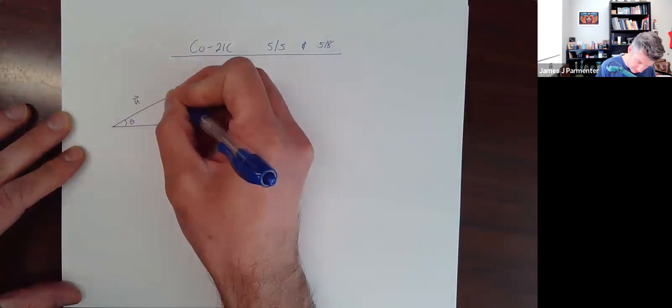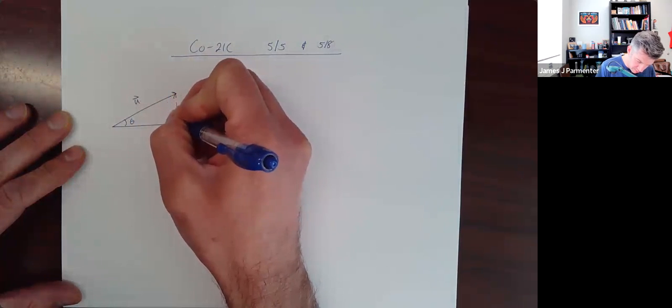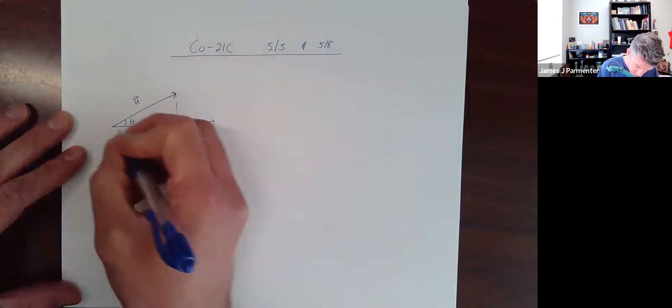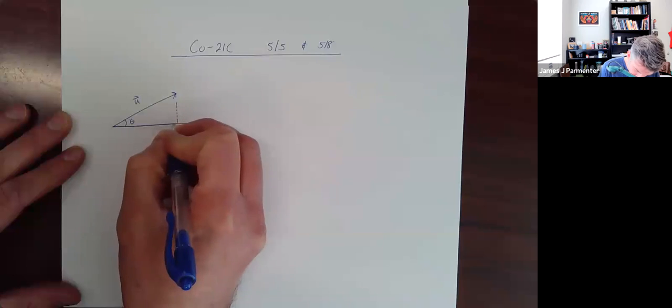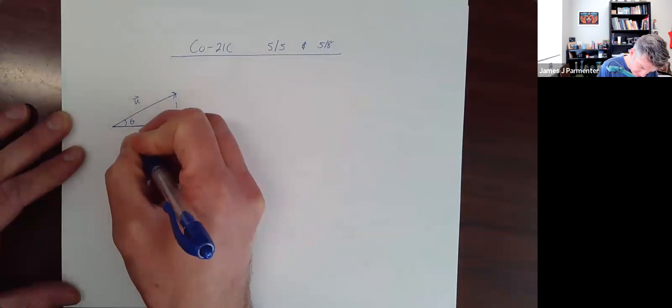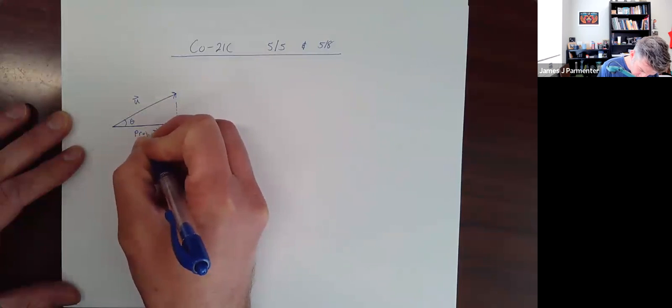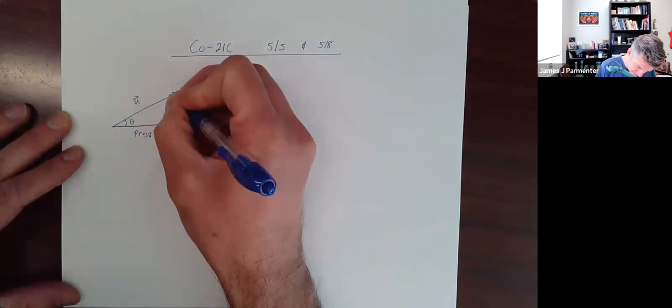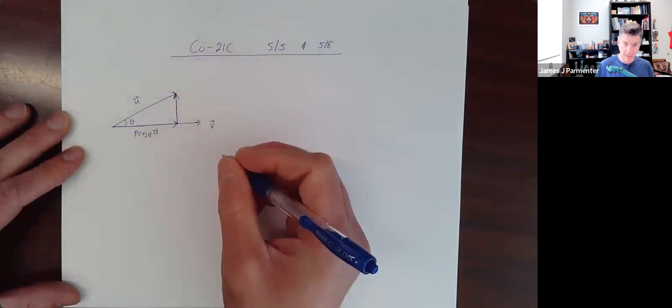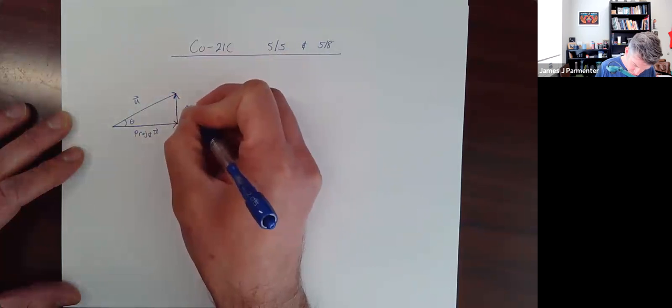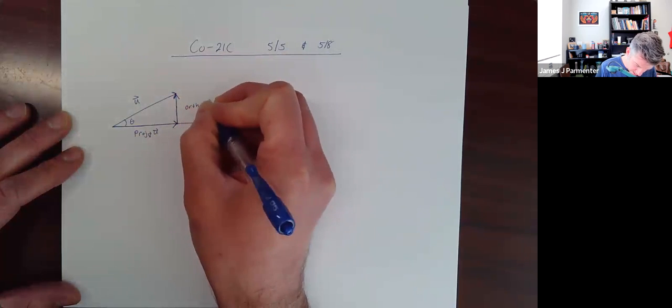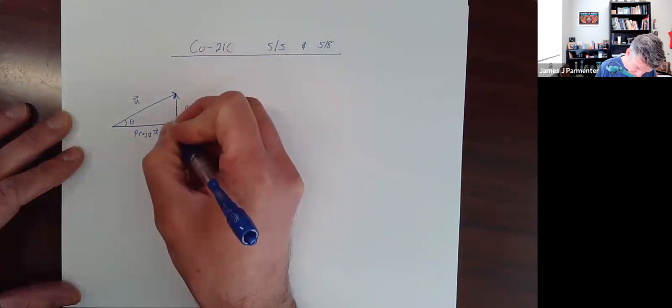If you drop perpendicular u onto v, this vector here is the projection of u onto v. And this vector here is the orthogonal complement of u onto v, which we did not talk about last time. That angle is 90 degrees.